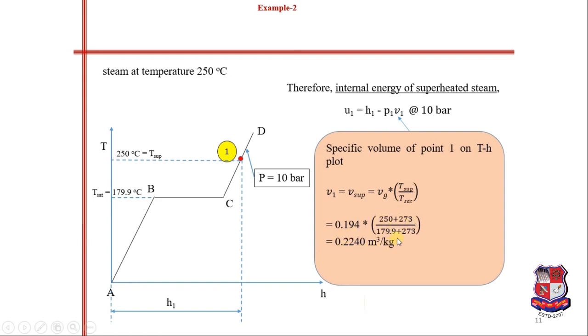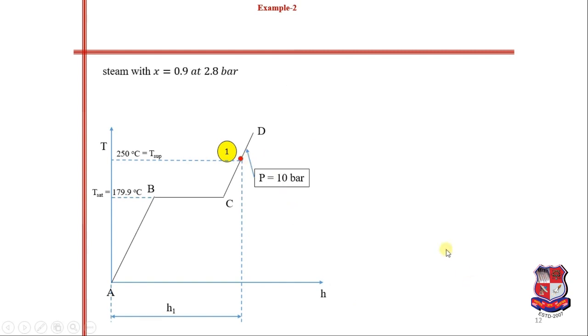Okay. So V1 comes out to be 0.2240 meter cube per kg. Therefore internal energy, just substitute the values in this equation. So internal energy of point 1 is 2319.8 kilojoule per kg. Now second condition of steam is x is equal to 0.9 at 2.8 bar.